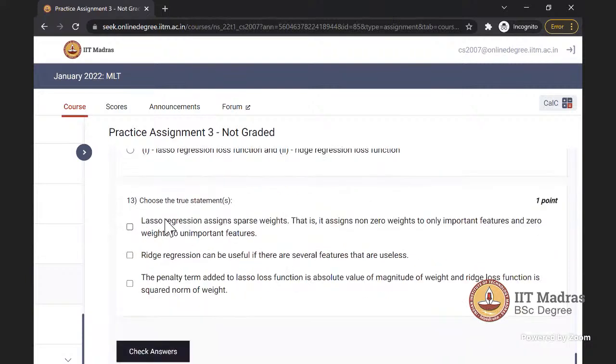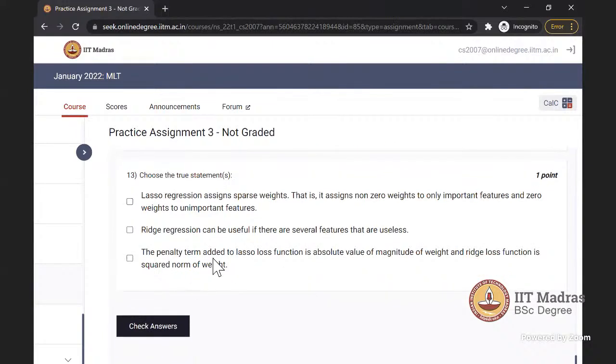Question number 13. Lasso regression. Choose the correct statement. Lasso regression assigns sparse weights. That is, it assigns non-zero weights to only important features and zero weights to unimportant features. Ridge regression can be used if there are several features that are useless. The penalty term added to lasso loss function is the absolute value of the magnitude of the weight, and for ridge it is the squared norm of the weight.